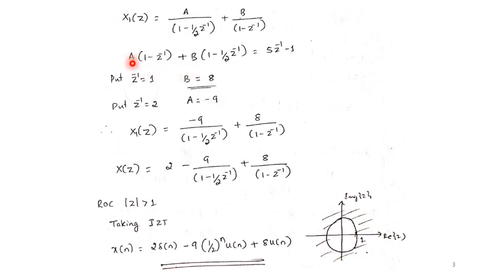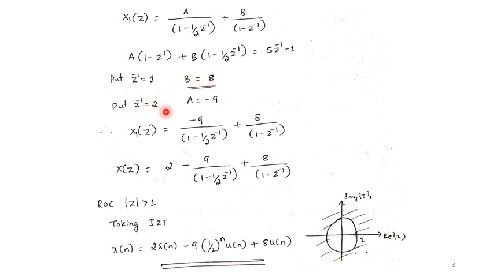Now to find the values of A and B, put z inverse is equal to 1. Substitute z inverse equal to 1 in this. So you'll get B is equal to 8. So this term will be 0. And here I'll get 1 by 2 and this is 4. So B is equal to 8.